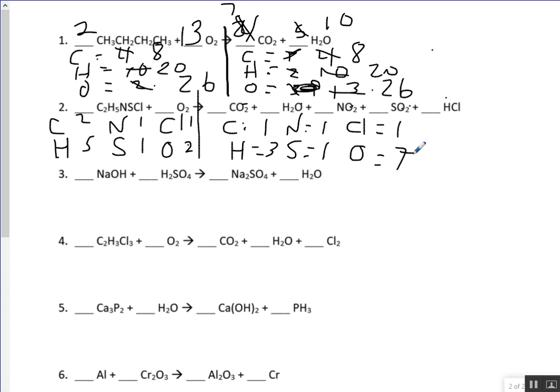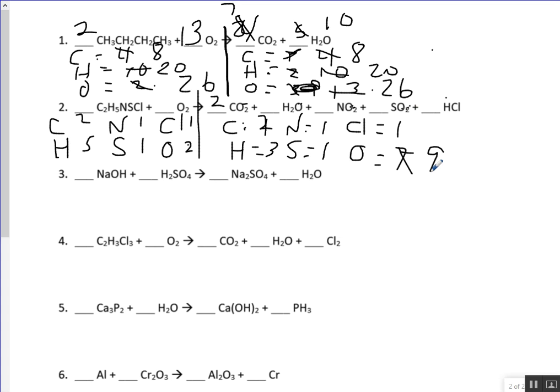Where do I start? Let's look at the carbons. I've got 2 on the left, so I need 2 on the right. So I'm going to put a 2 in front of the CO2. And that changes this to 2. That also changes my number of O's. I went from having 2 here to 4. So I got 4, 5, 6, 7, 8, 9. So this changes to 9. Alright, N's look good, Cl's look good.